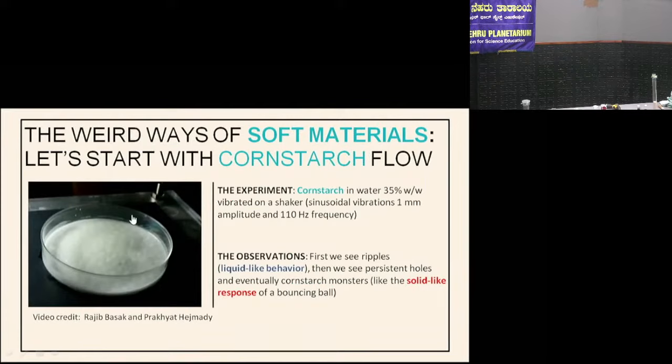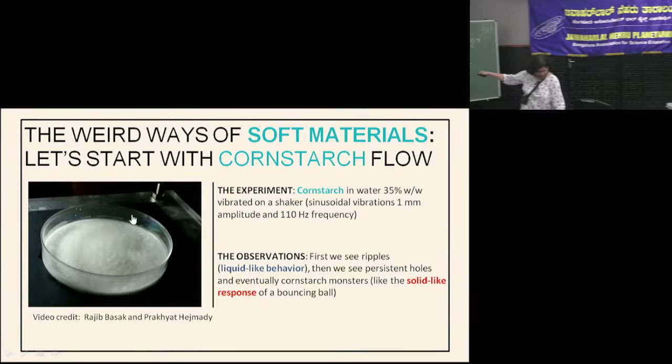Okay, so now the experiments start. So this is an experiment that was done in my lab by my ex-student, Rajiv. So he finished his PhD in 2014. And Prakhyat, who was a visiting student. So what do you think we have here?